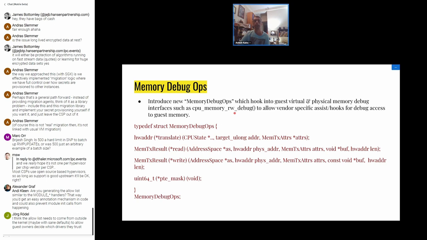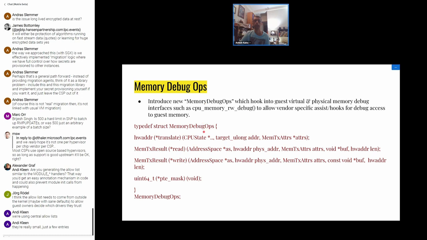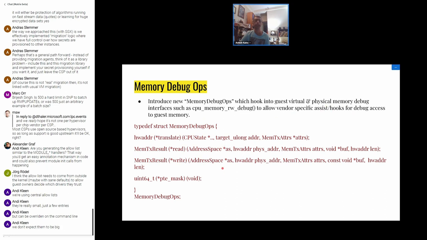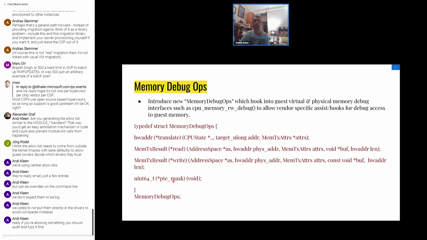This is something which needs to be overloaded with some vendor-specific assist or hook for debug access to guest memory. So we added a new MemoryDebugOps structure, which basically hooks into this cpu_memory_rw_debug interface, and also the physical memory side of the debug interfaces, to allow read and write access to guest memory which is encrypted. The main functions are the read and write callbacks, and there's a PTE mask which is specific to SEV for page table walking.